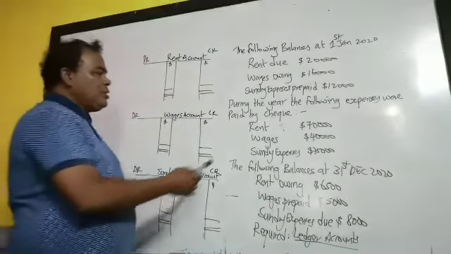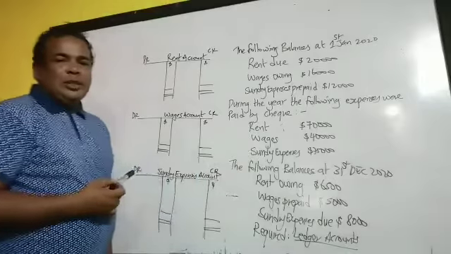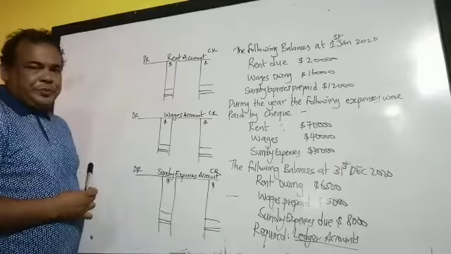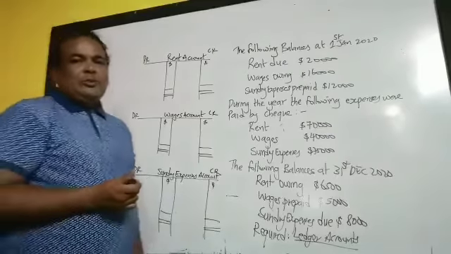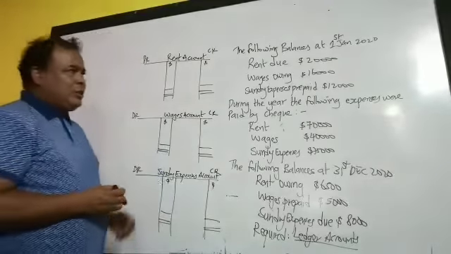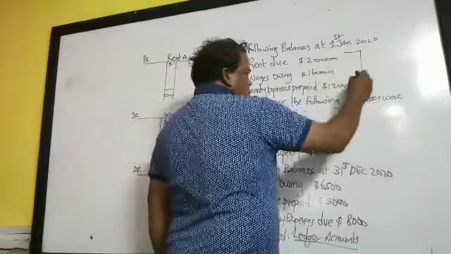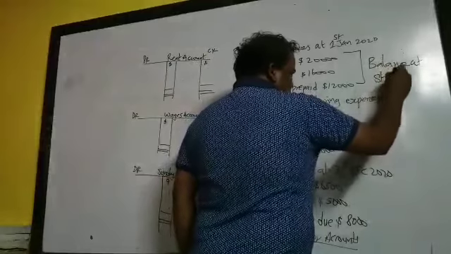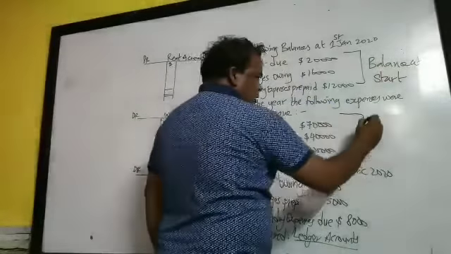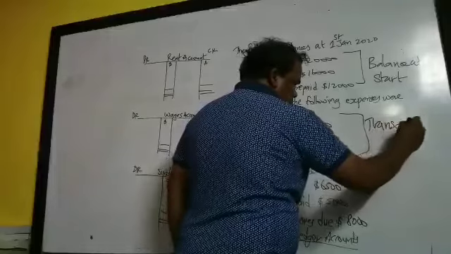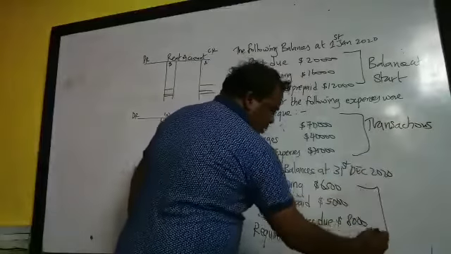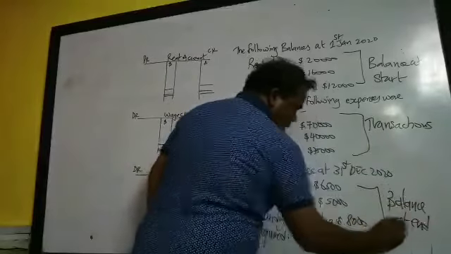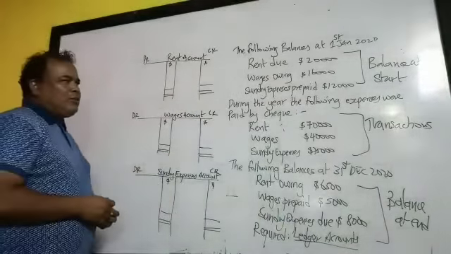So we have to prepare these accounts: rent account, wages account, and sundry expenses account. So we have opened rent account, wages account, and sundry expenses account. Now, we know that all balances which are at the start of the period should be recorded above the total. So these are balances at start, and these are transactions given, and then this one is balance at end.